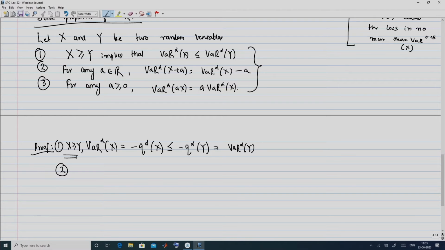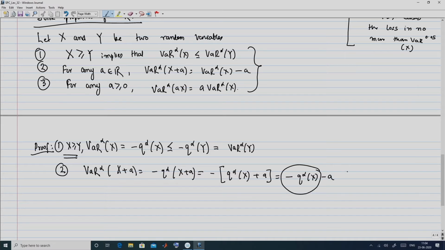For the second result, again we just make use of the definition. So, what is VaR alpha of X plus a? By definition it is minus q alpha of X plus a, that is the upper quantile of X plus a. We have already seen that the upper quantile q alpha of X plus a can be written as q alpha of X plus a, so this is minus q alpha of X minus a, and minus the upper quantile of X, by definition, is VaR alpha of X minus a.